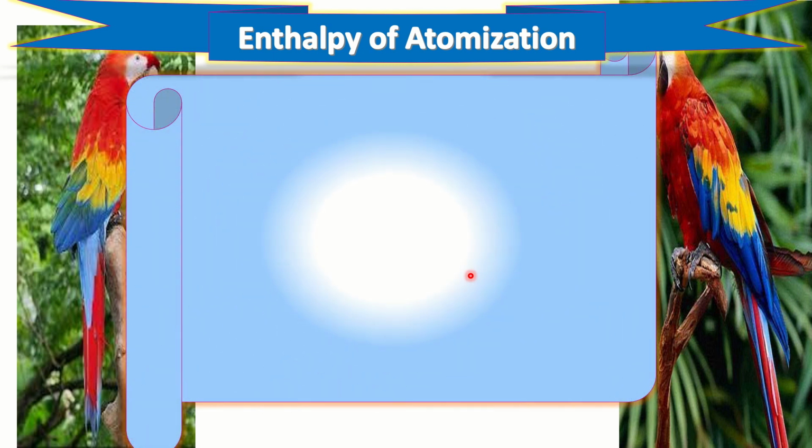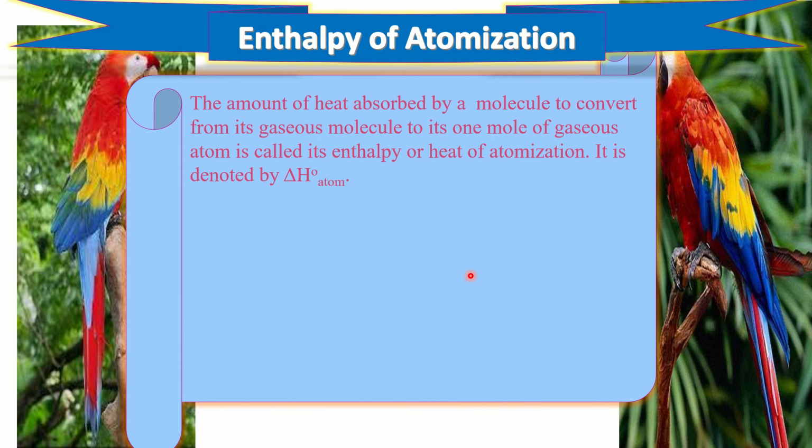So what is enthalpy of atomization? The amount of heat absorbed by a gaseous molecule to convert into 1 mole of gaseous atoms is called its enthalpy or heat of atomization. It is denoted by del H naught atomization. Now look, here 1 mole of hydrogen atoms is formed by breaking half a mole of hydrogen molecules. So 1 mole of hydrogen atoms is formed from hydrogen molecules.